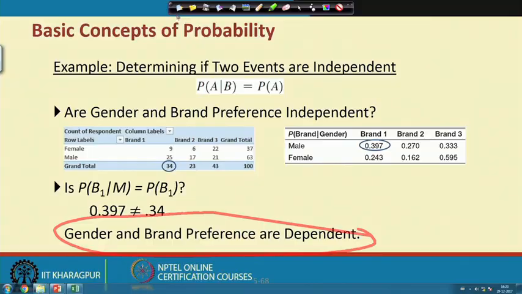So, gender has a linkage. So, you have to take care of this issue when we are doing something related to brand preference. So, this is how conditional probability will help you to calculate the particular situation and predict the environment as per your requirement.